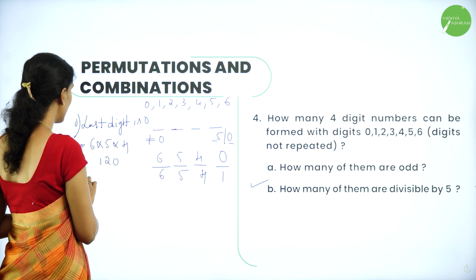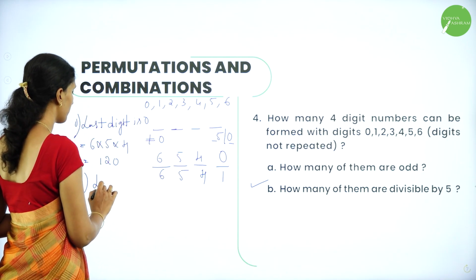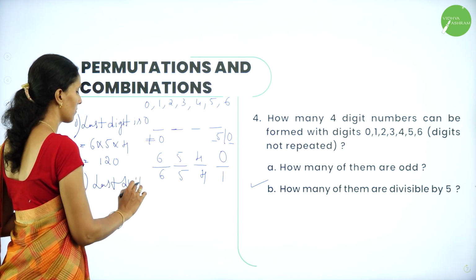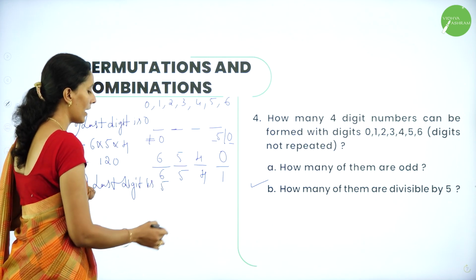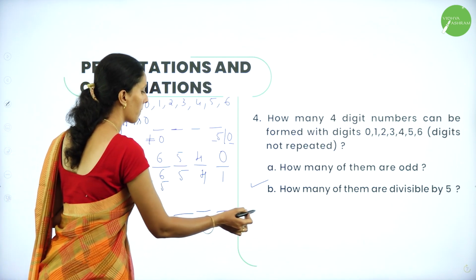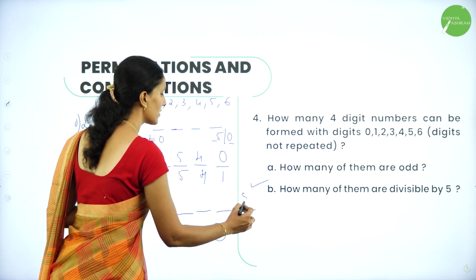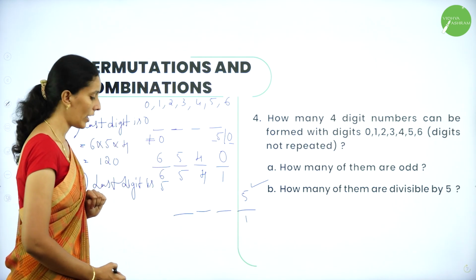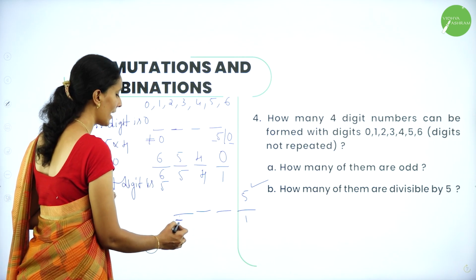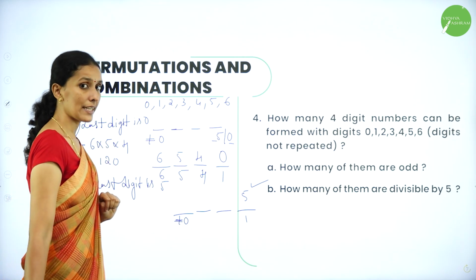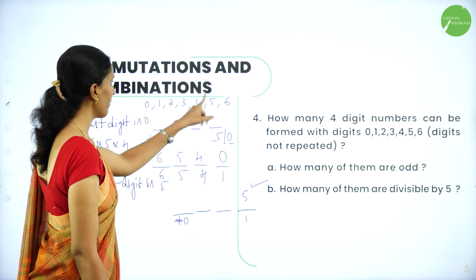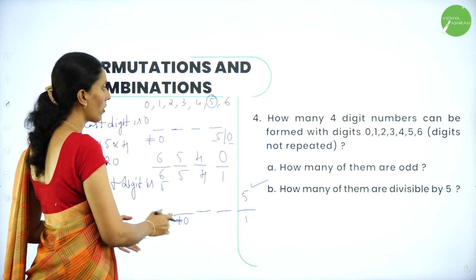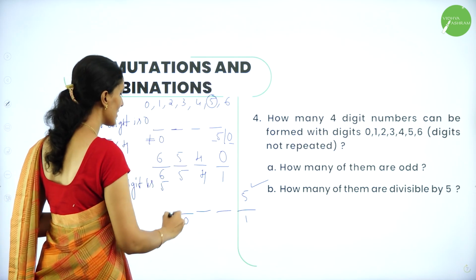Suppose my last digit is 5. Again, I'll take 4-digit numbers. If my last digit is 5, the value is fixed, therefore I have only one option. First place cannot take 0. So 5 is already fixed, so I cannot take 5 in the first place. 0 cannot be taken. So therefore my only choice here is 5.